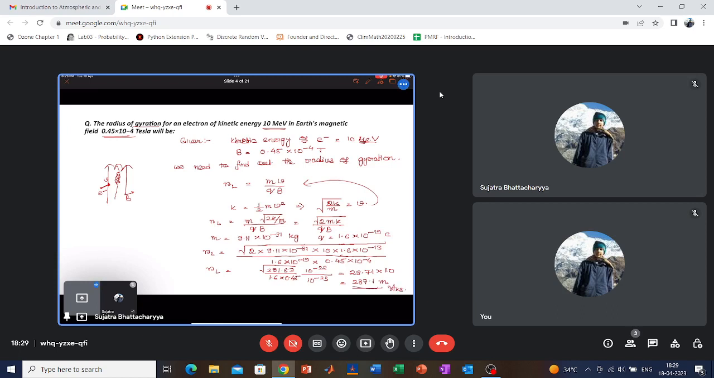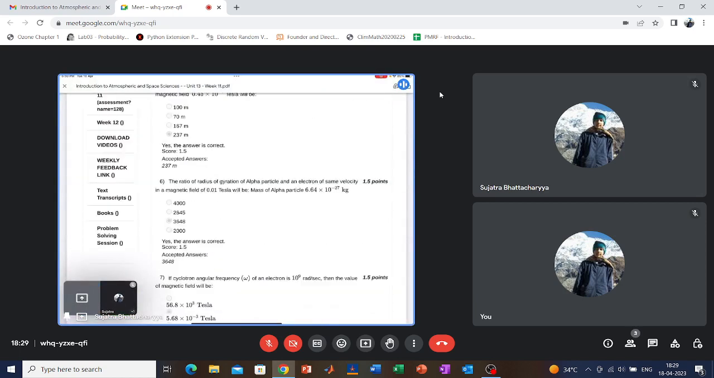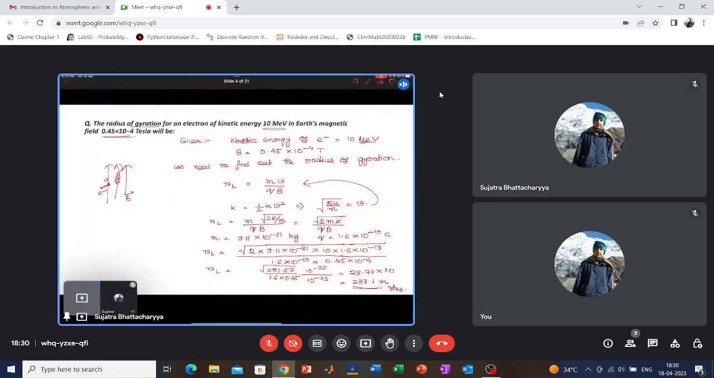Let us see whether this is the answer or not. This is the question number 5. Yes, 237 meters is the correct option. Okay, let's go for the question number 6, the next numerical.